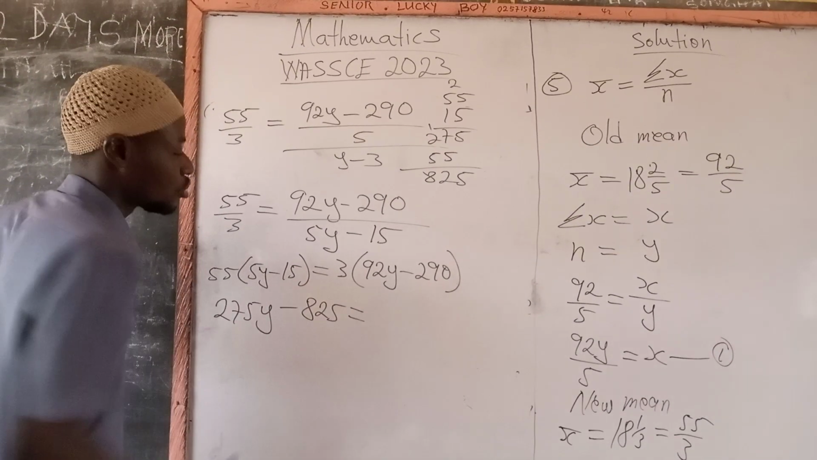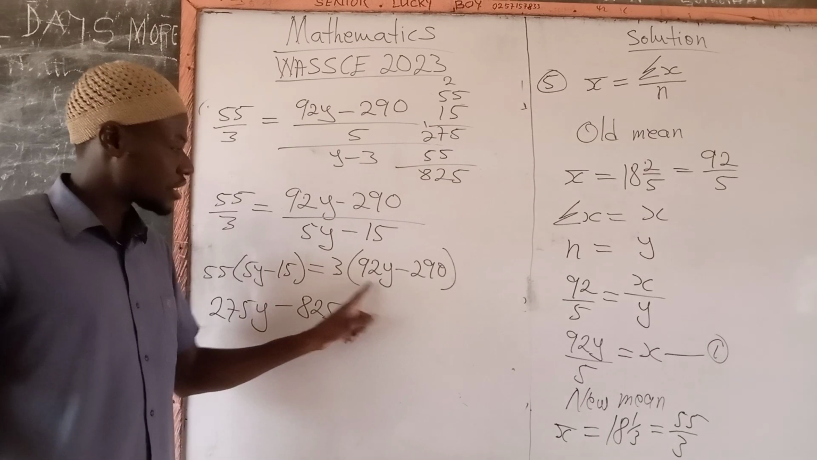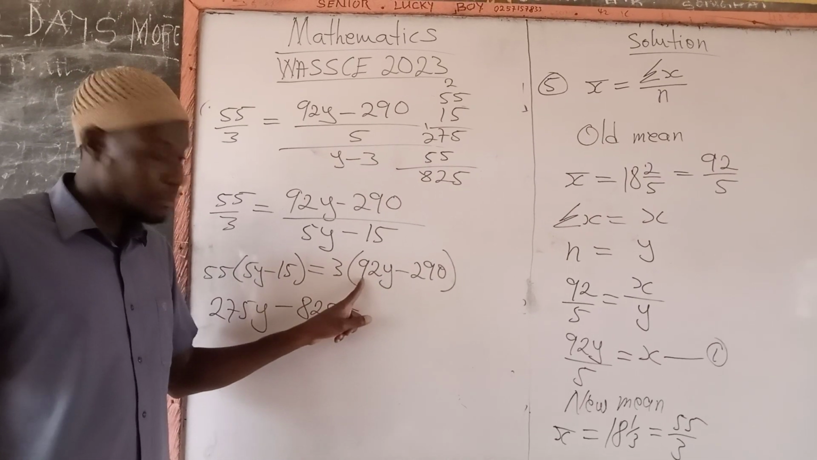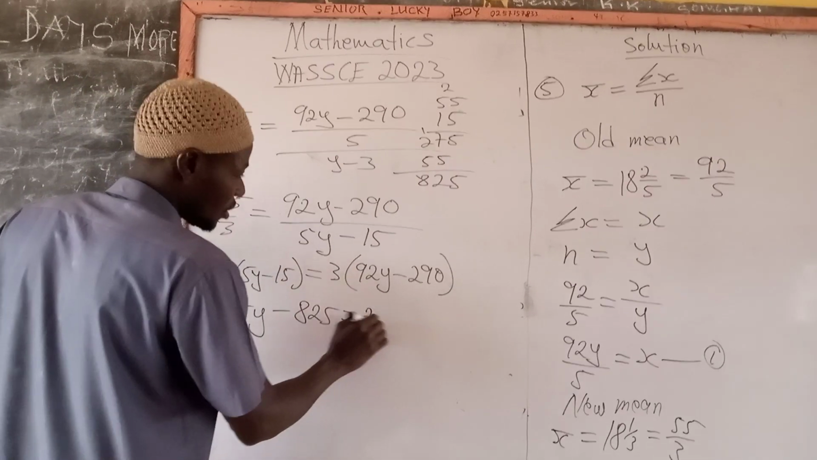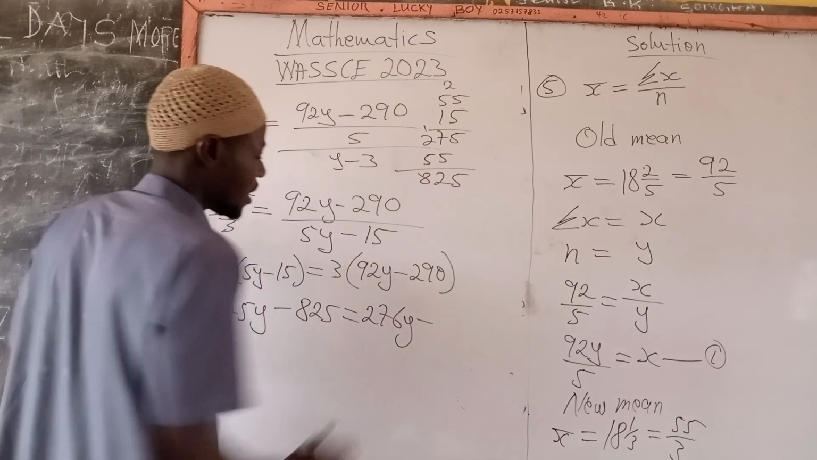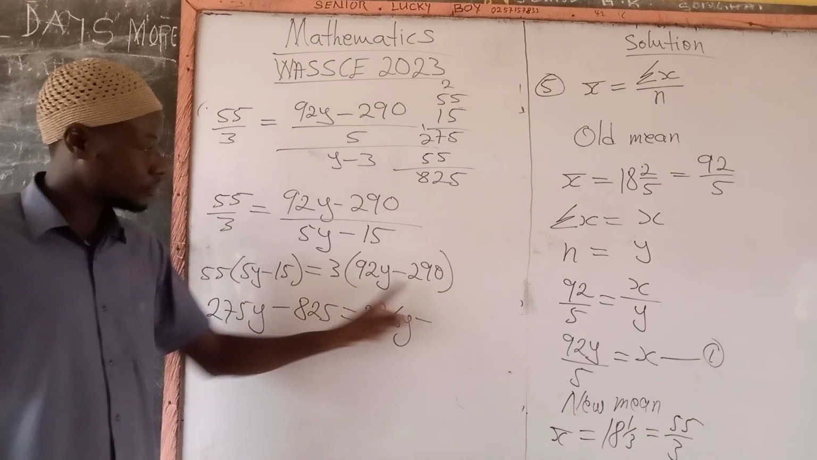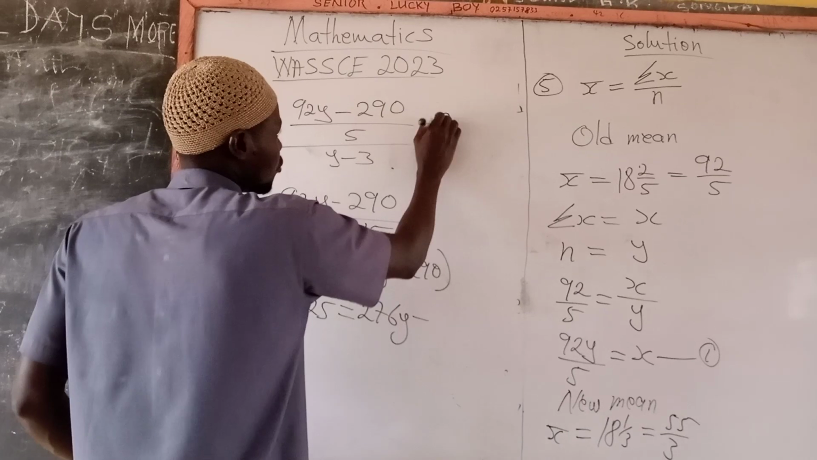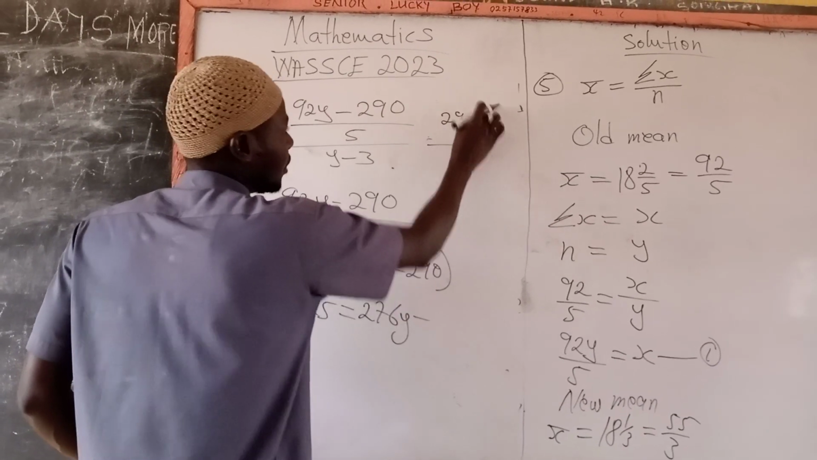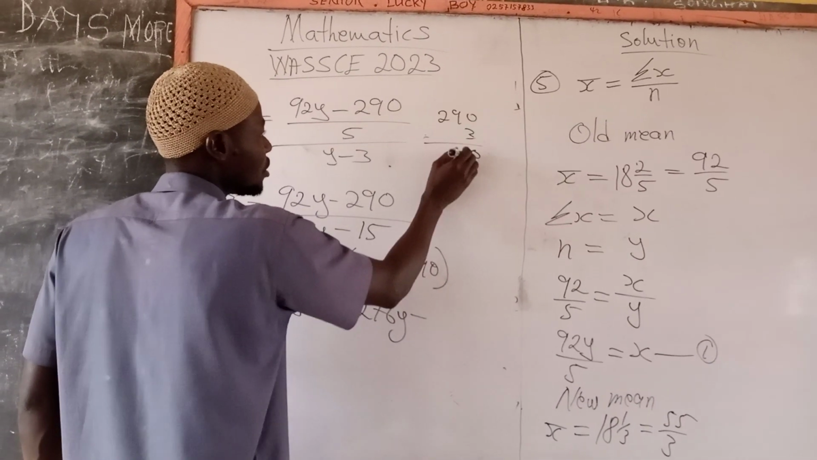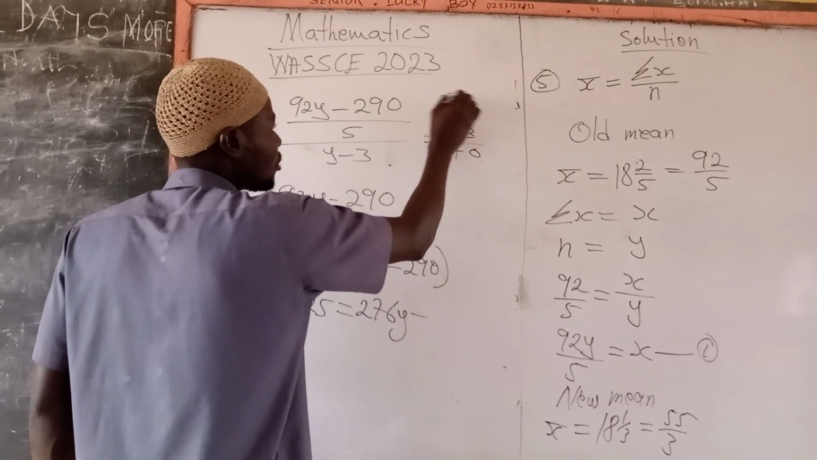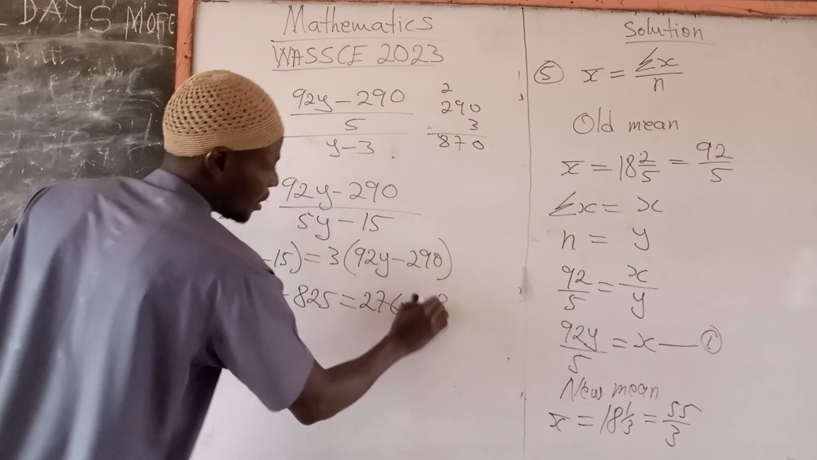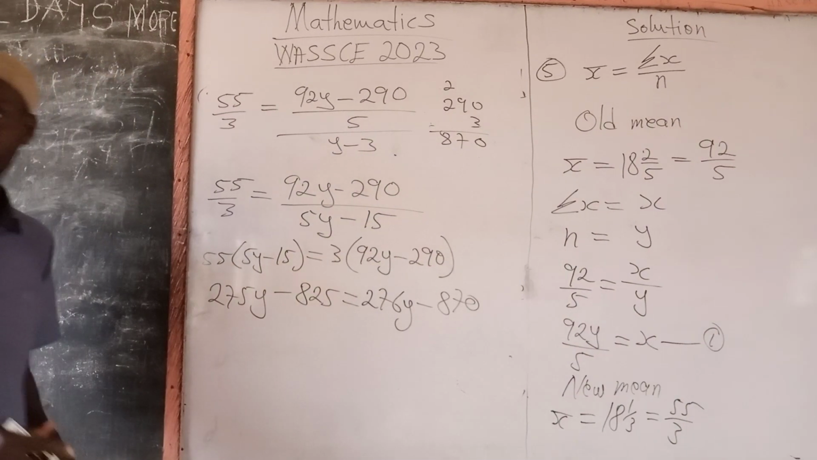So 275y minus 825 being equal to 3 times this. 3 times 92y gives us 276y minus 3 times 290. So multiply that one: 290 times 3 gives us 870. So here will be 870.